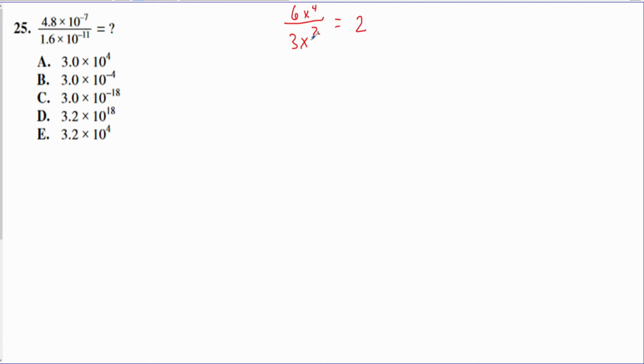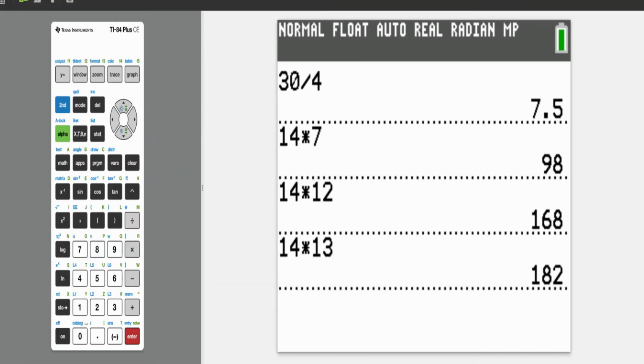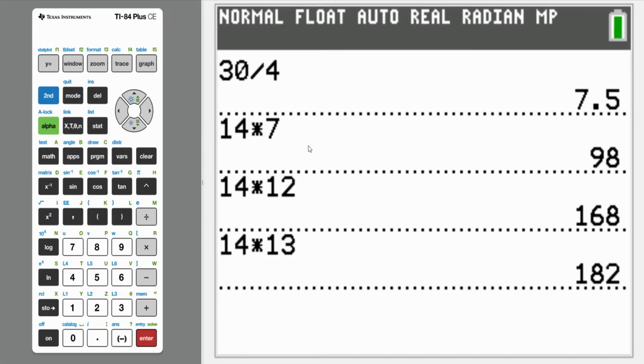And then when I get to the exponent part of this, I'm going to subtract the exponent. So I'm going to say 4 minus 2, that makes this x squared, okay? So the regular numbers out front just get divided normally, okay? The exponents get subtracted, right? So I'm going to go to my calculator, let it do all the hard work. So let's bring it up, okay? And so on my calculator, it says, okay, we have to do 4.8 divided by 1.6, okay?